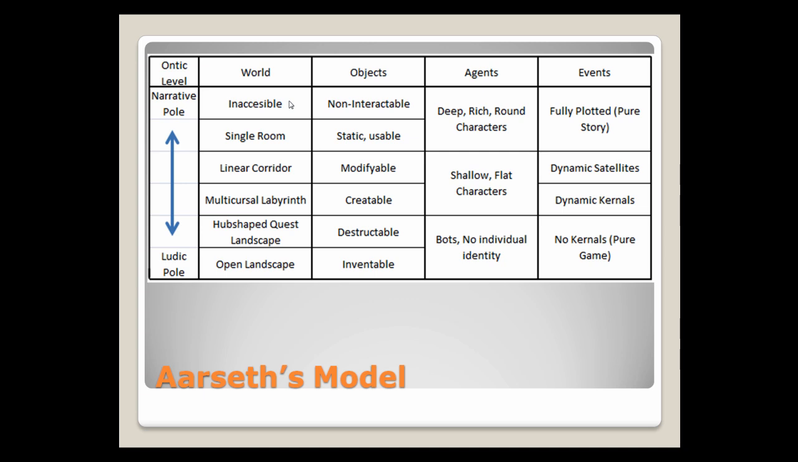What I'm going to ask you to do later on in the questionnaire is pick one from each column that describes your favourite game, and then you'll be asked to list them in order of importance to you, and that means world, objects, agents and events. So if your game was an open landscape, such as Skyrim maybe, you'd click open landscape, and if that was the most important thing to you, you'd list that first. Then if characters was the most important thing to you, with deep, rich, round characters, then you'd put that second, and so on.